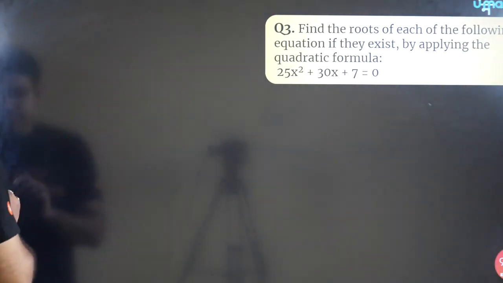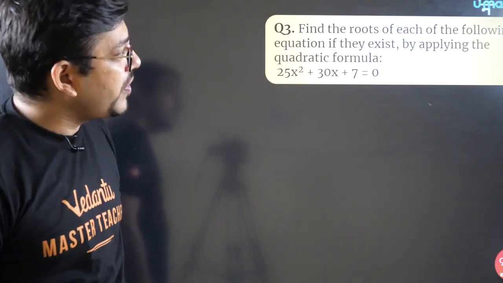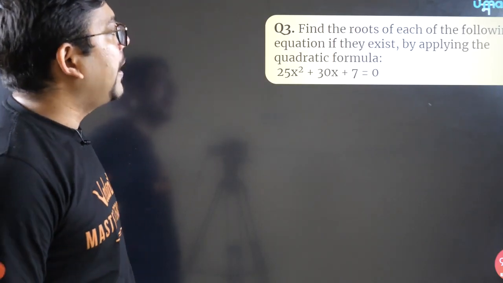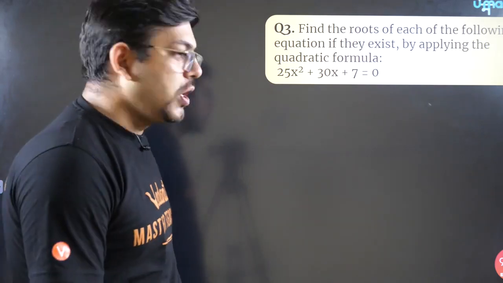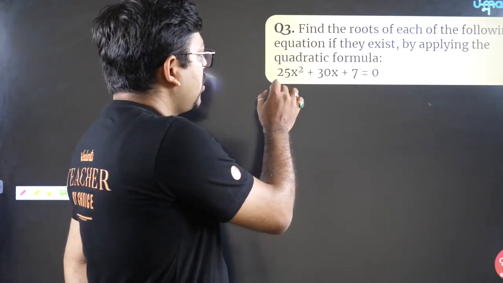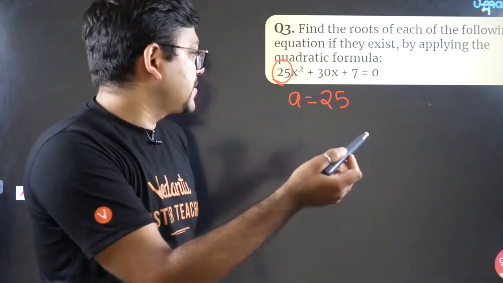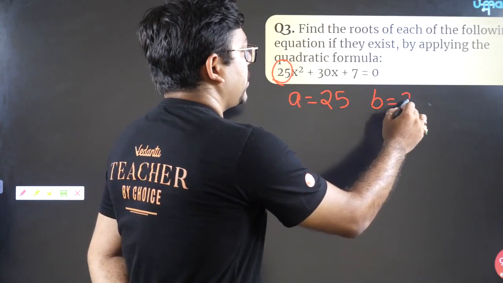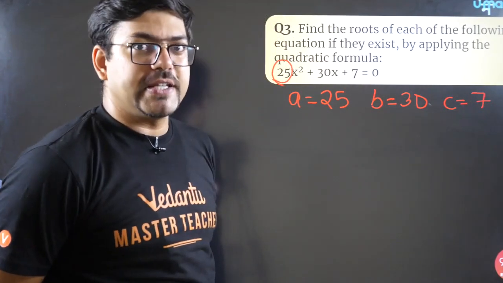So here the question says, find the roots of each of the following equations if they exist by applying the quadratic formula. Quadratic formula, undoubtedly we know. So A, B, C, first level. A is very much visible. Let's not write the equation multiple times. B is very much visible, 30. And C is very much visible, 7. Cool. So A, B, C, we have got it.